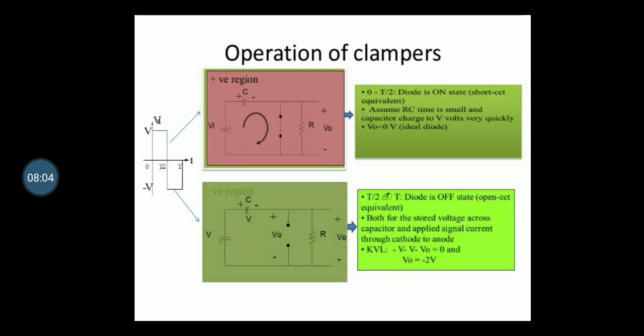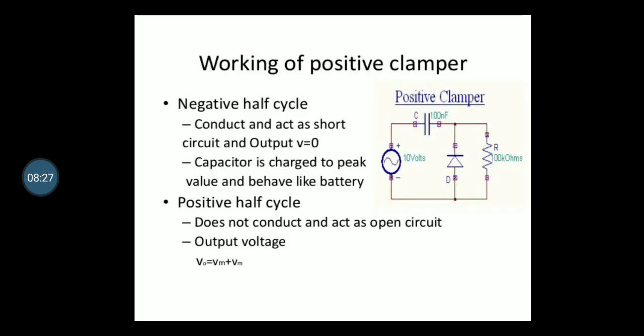From time period T/2 to T, the diode is in the off state. Hence, both the stored voltage across the capacitor and the applied voltage add up, and the voltage we obtain is minus 2V volts. So this is the operation, the working of a positive clamper.